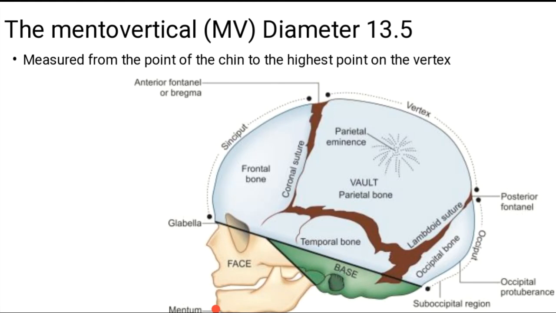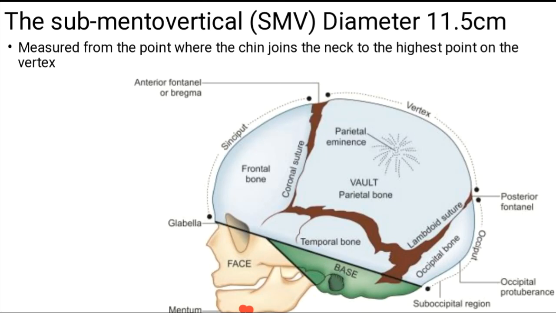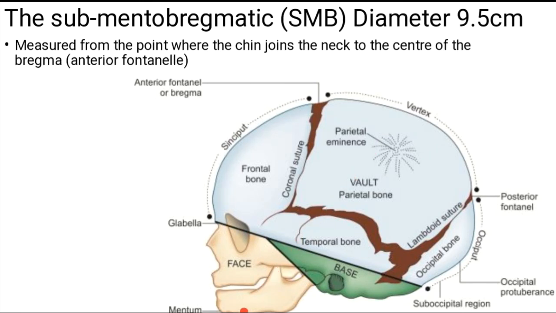The mentovertical diameter is between the chin and the highest point on the vertex, which measures 13.5 cm. The submentovertical diameter is between the point where the chin joins the neck to the highest point on the vertex, and it measures 11.5 cm. The submentobregmatic diameter is between the point where the chin joins the neck and the center of the bregma or the anterior fontanel, which measures 9.5 cm. These are the diameters of the fetal skull.